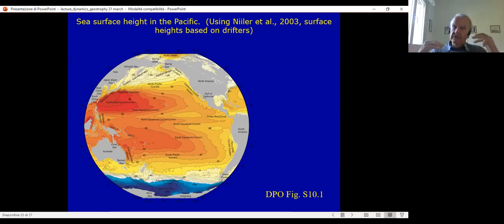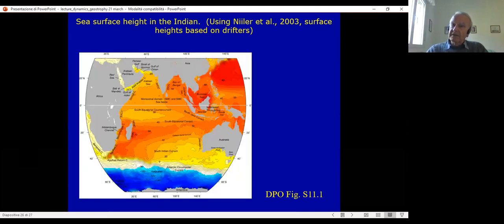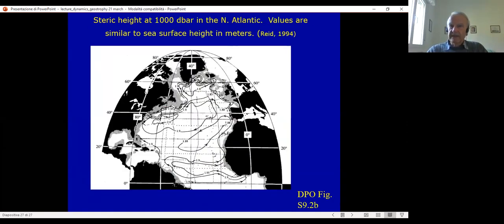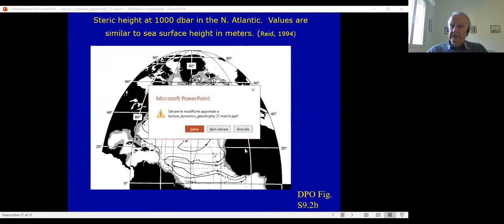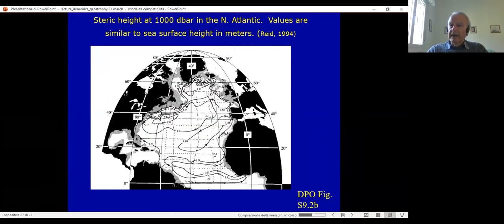Therefore, the possibility to reconstruct the flow in the world ocean was rather good, and there was a rather strong horizontal resolution. Sea surface height in the Indian Ocean, the same thing, from the same database. And that's it. That's what I would like to tell you as far as the geostrophic flow is concerned.